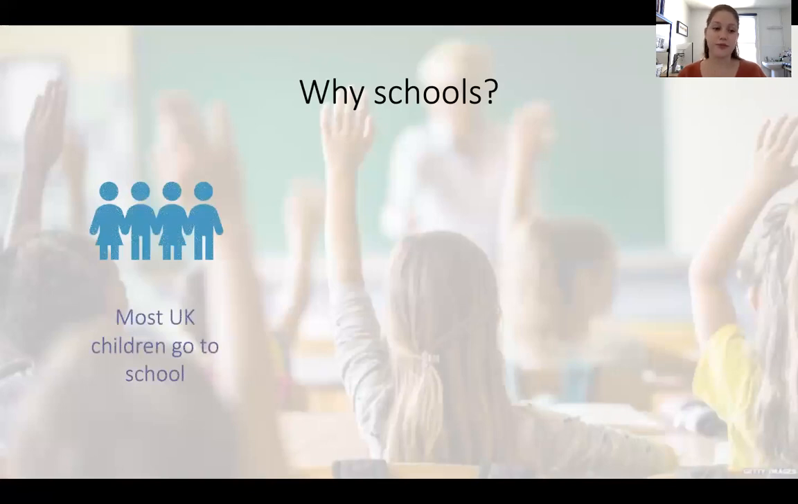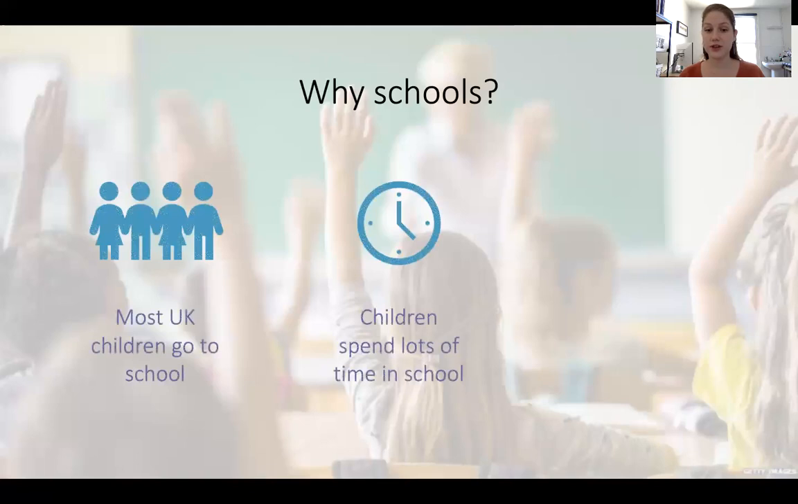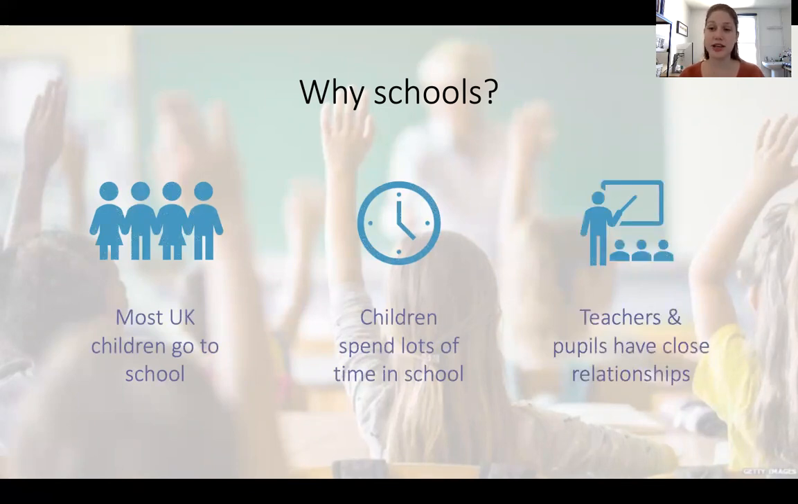First, we know that most children and young people in the UK go to school, so it's essentially a whole population approach for primary school children. Second, we know that schools are the place where children spend most of their time outside of the home, meaning that there's a high number of contact hours. And third, we know that especially at the primary school level, teachers and pupils have close relationships, and this means that teachers might be particularly well placed to notice changes in behavior or demeanor that might signal that a child is struggling with his or her mental health.